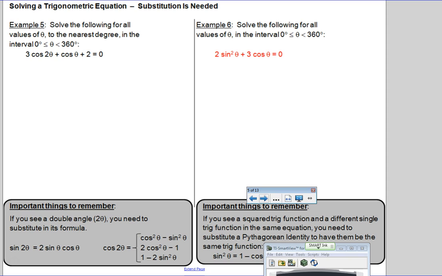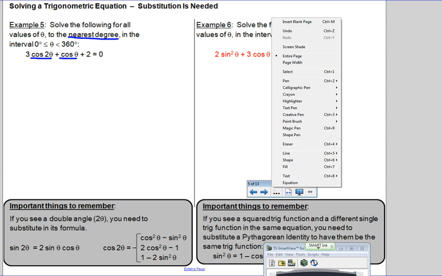All right, problem 5 says solve the following for all values of theta to the nearest degree. That means we know we're not going to get our nice special angles. And on this problem, you have to be careful because we have a cosine of 2 theta. That's not the same as cosine theta. So those 2 functions are not the same. Even though they both say cosine, they're not cosine of the same angle, and that's not good. So we have to recall, anytime you see a double angle, you probably want to look at your formula card, and I have them at the bottom.